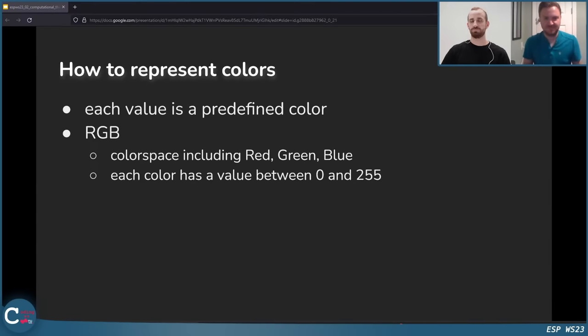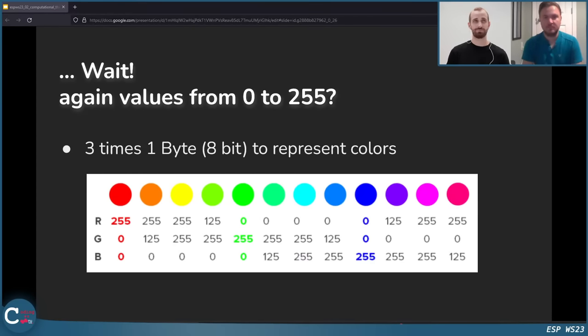So how can we represent colors then? I already showed you a little bit like that. Each value in my example had a predefined color. A common standard is the so-called RGB, a color space which includes red, green, and blue. And each of these colors has a value between 0 and 255. Maybe some of you have noticed it's again this magic value, 255, for red, for green, and for blue.